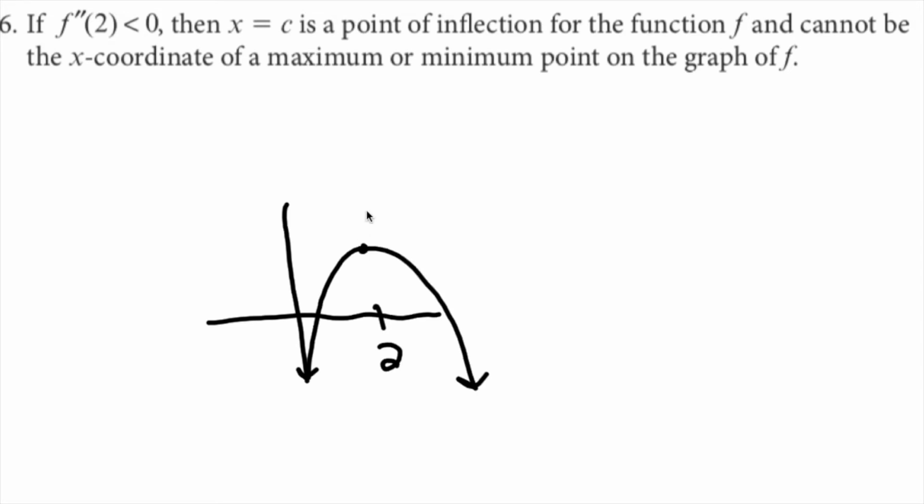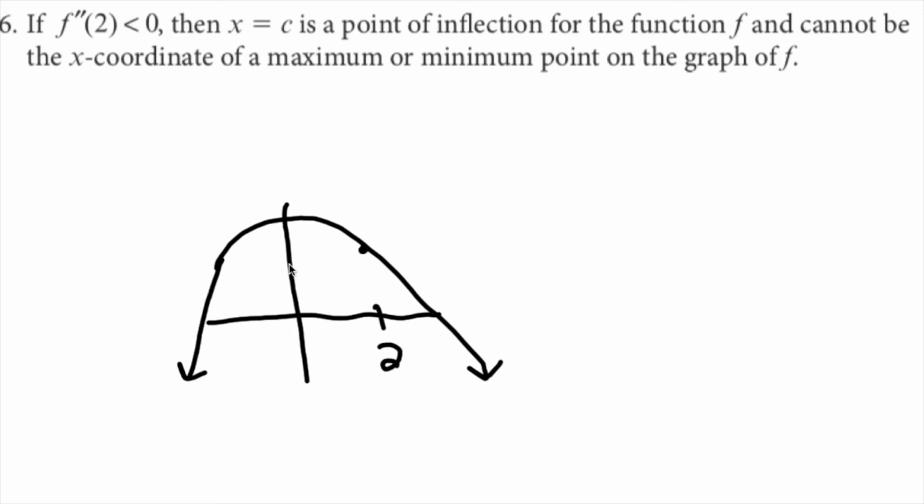X equals c is a point of inflection. Actually, let me back up. I kind of drew my point of inflection there at 2, or my critical value there. Let me just change this. Let's say if we have something like this. There we go. Okay, we got something like that. We want to know is x equals c. So let's say my c value here is 0 in this one.